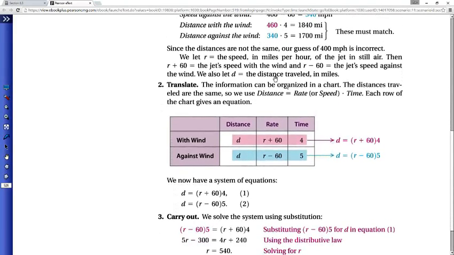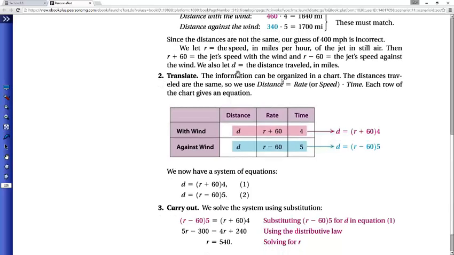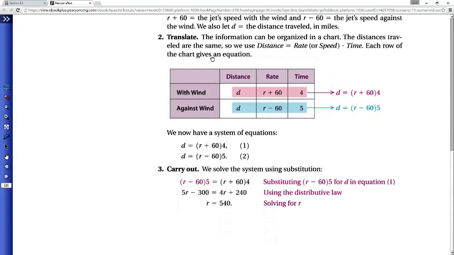Okay, so we've already described in the diagram how you express going with the wind. Well, it would be the rate plus this wind speed of 60, and if you went against the wind, it would be the rate of the plane travel minus the 60. So they get this, and D, they say, let that represent distance traveled in miles. So they use this distance equals rate times time, or speed, they say, for rate.